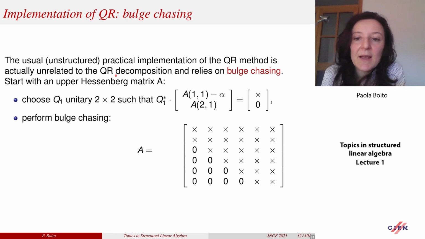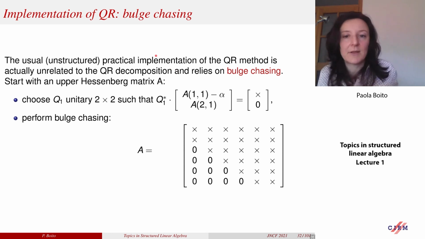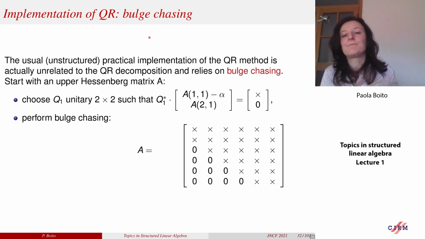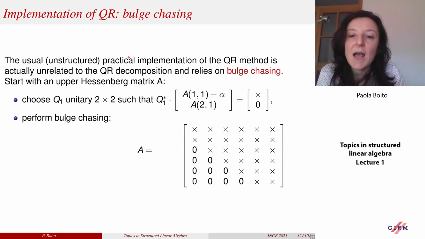Okay, so the usual unstructured implementation is actually unrelated to the QR decomposition. We don't really compute the QR decomposition, at least in the usual implementations. We don't really compute the QR decomposition of the matrix. What is done is the following procedure. We apply, at each step, the Q matrix as a sequence of 2x2 unitary matrices.